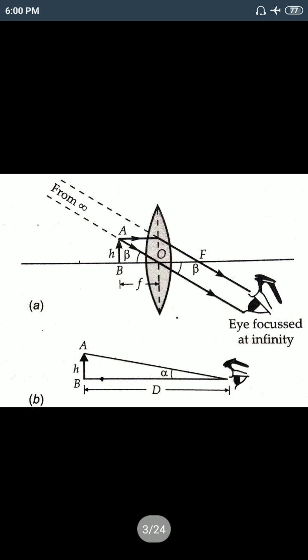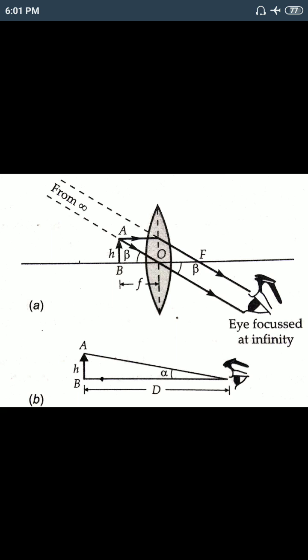And this is the diagram when the final image is formed at infinity, not at the least distance of distinct vision. No D is there. This is the angle formed by the object at a distance of distinct vision D, and the image is formed at infinity. The eye will be focused at infinity.